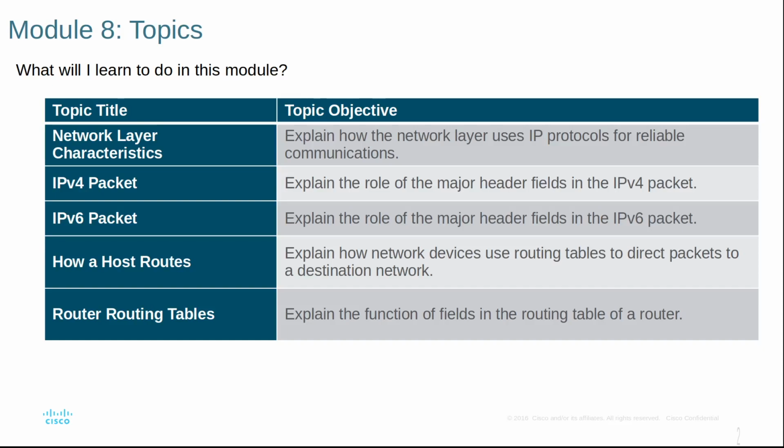So we're going to look at how the network layer uses IP to provide reliable communication. We'll look at IPv4 and IPv6. We're going to look at routes and routing tables and how routers work. Lots of really important stuff. This is the foundation for what you're going to be learning next semester, so it's very important.